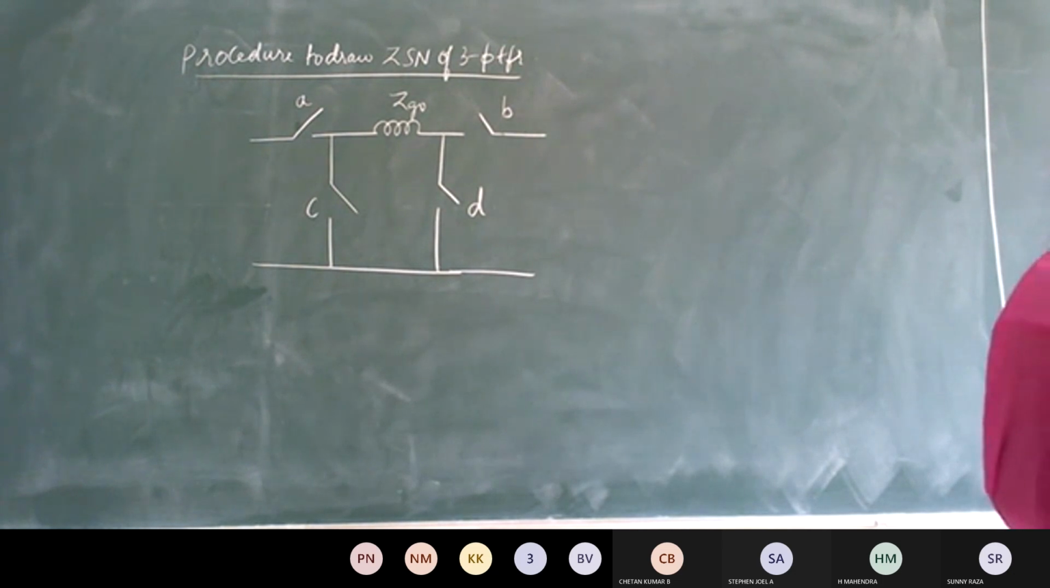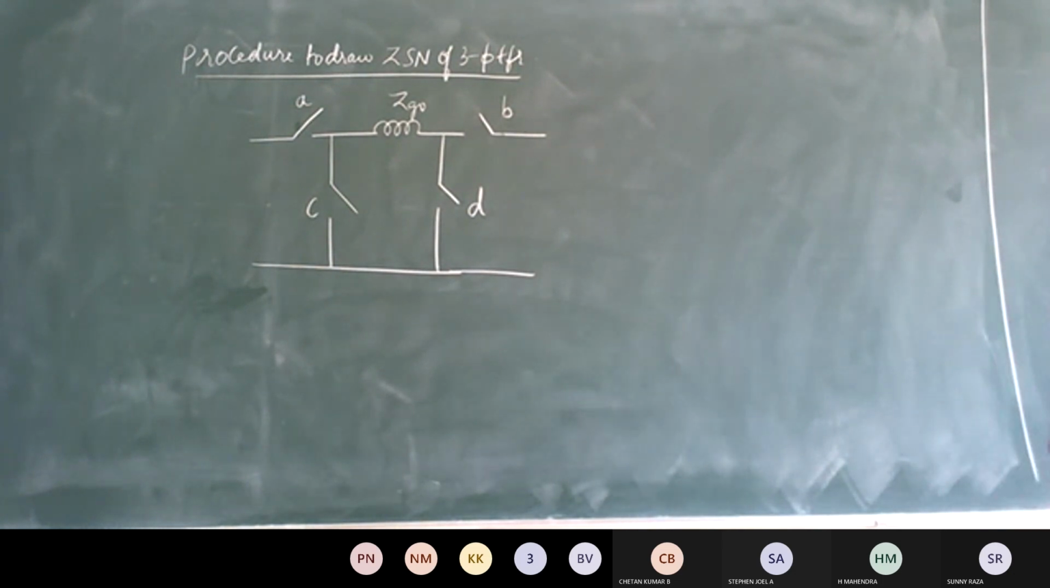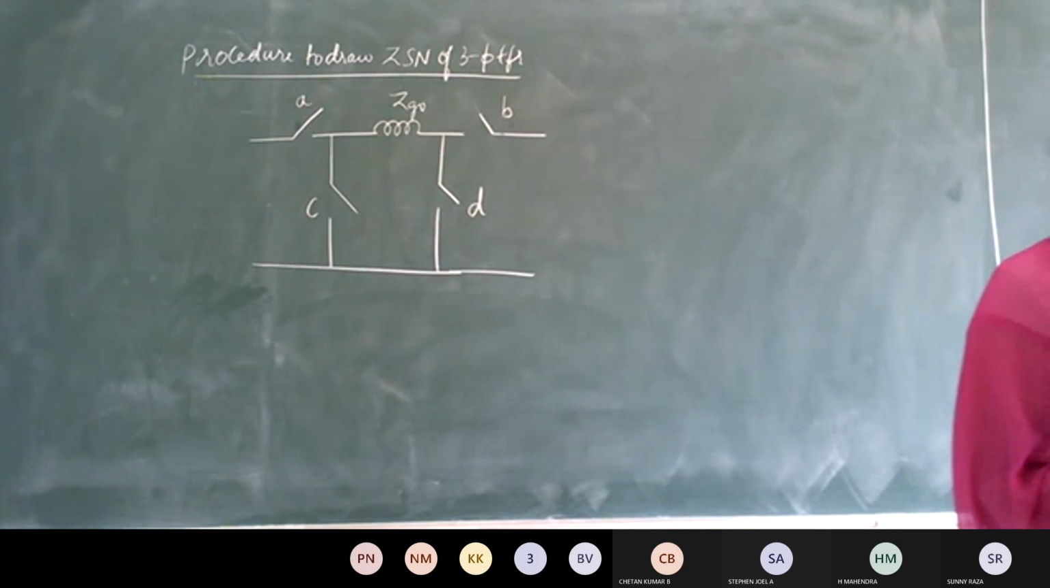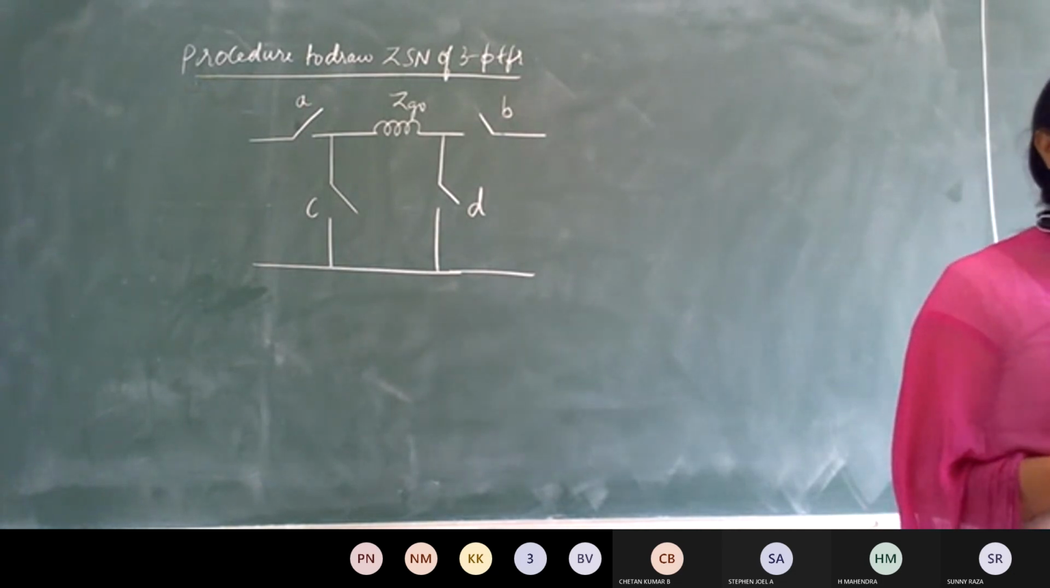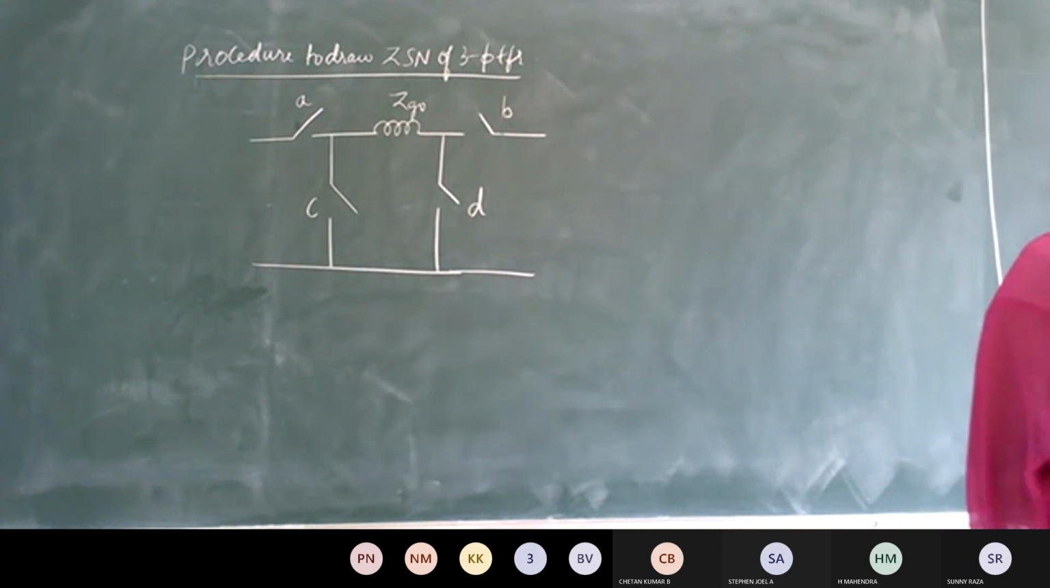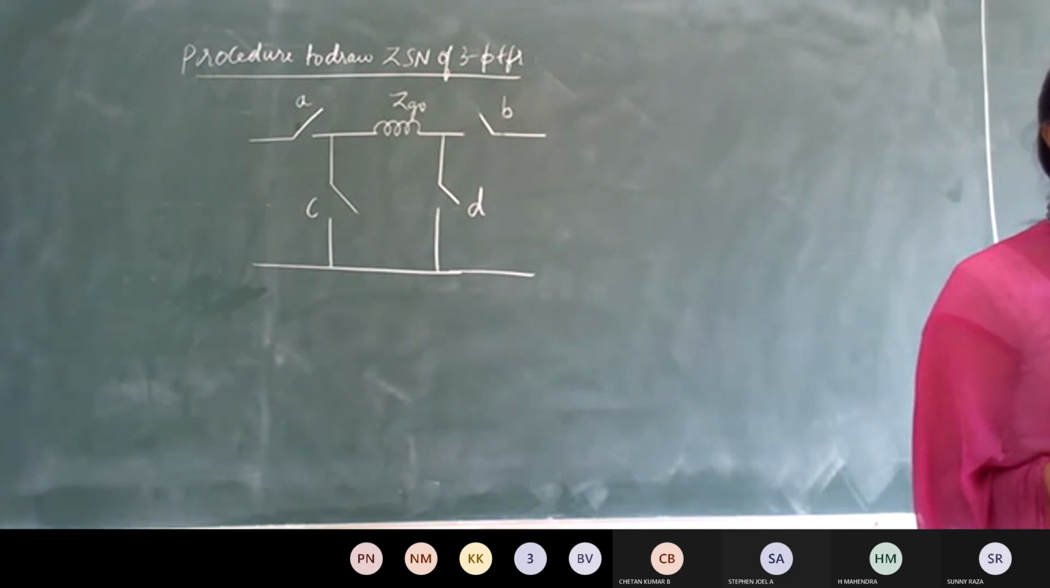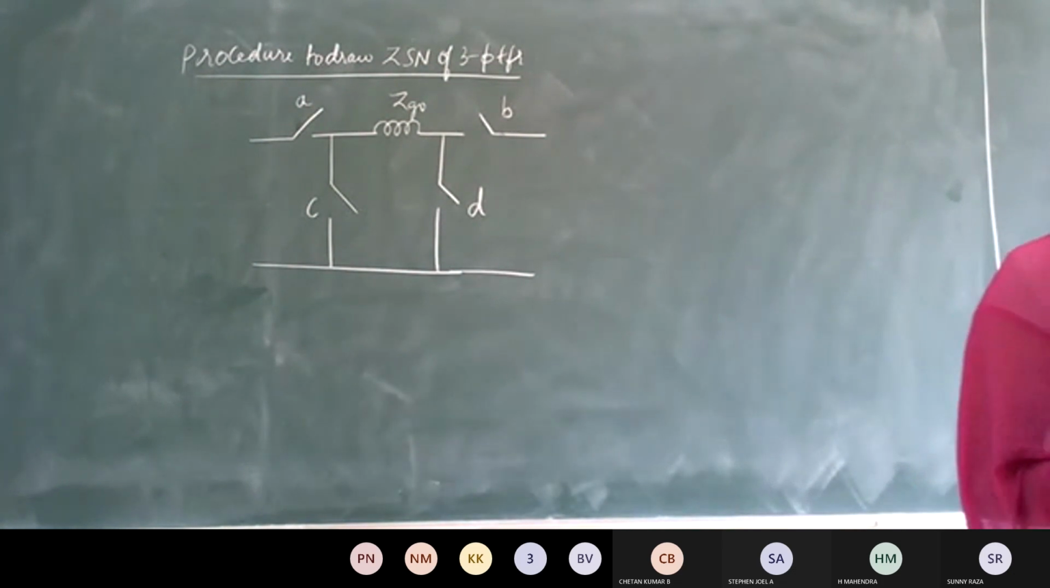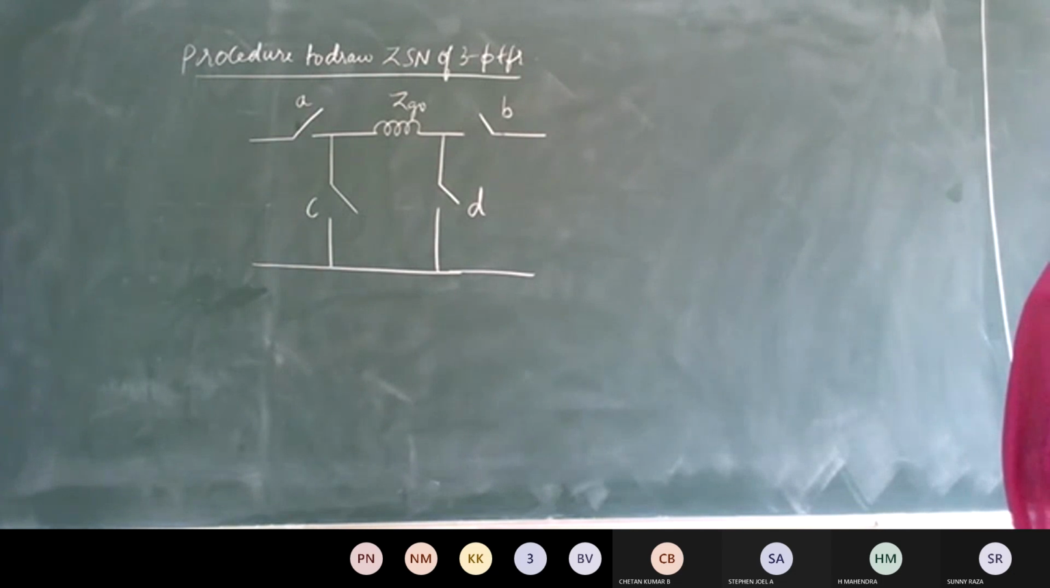Take down the last step: close switch D if the secondary is delta connected. One more last point: switches need not be shown in the final network.